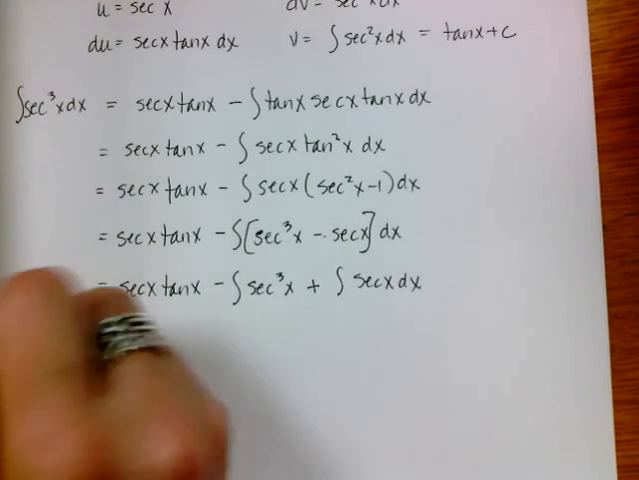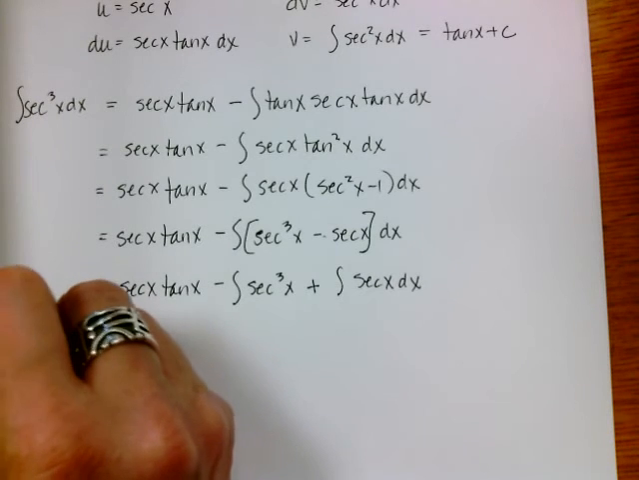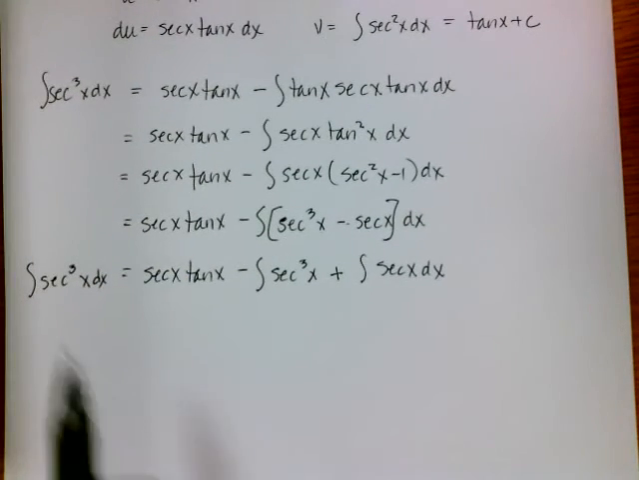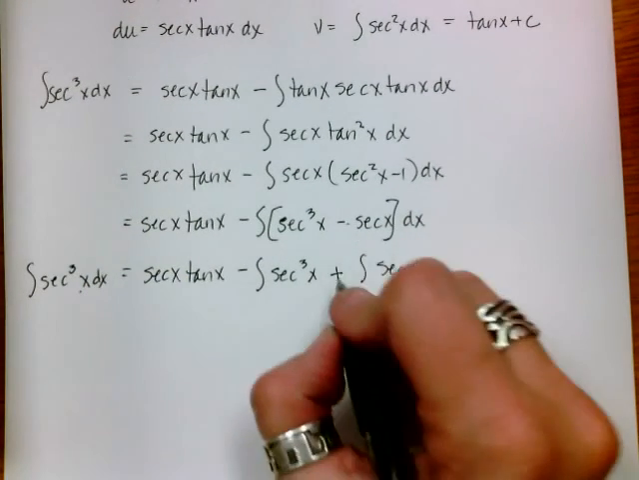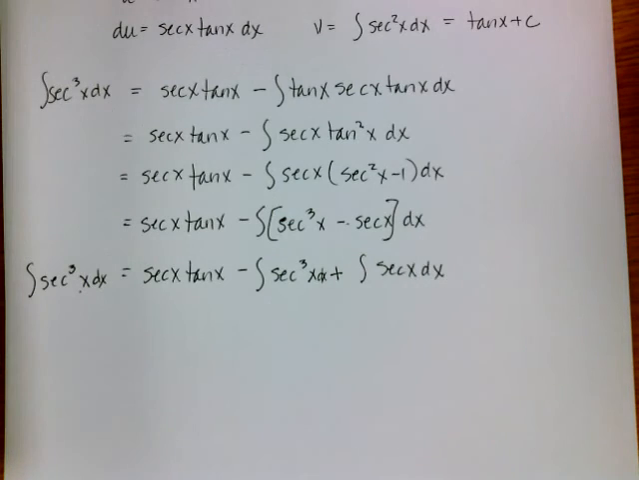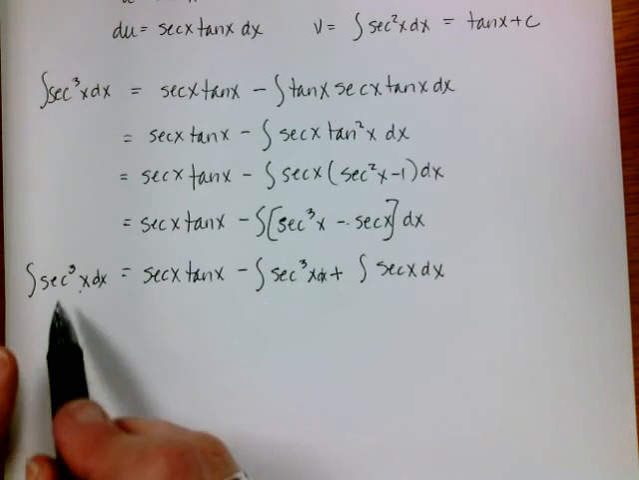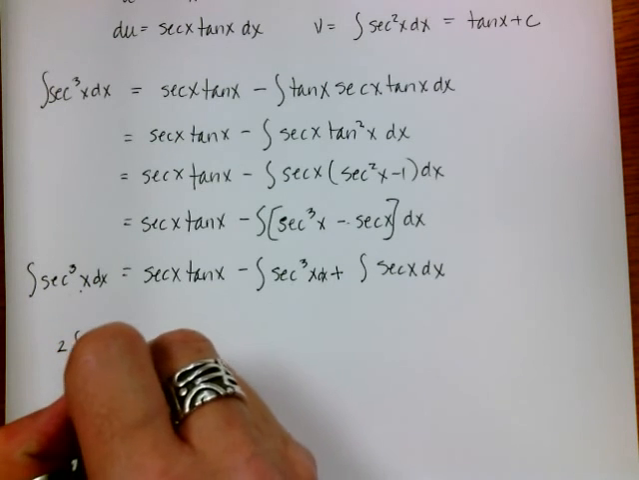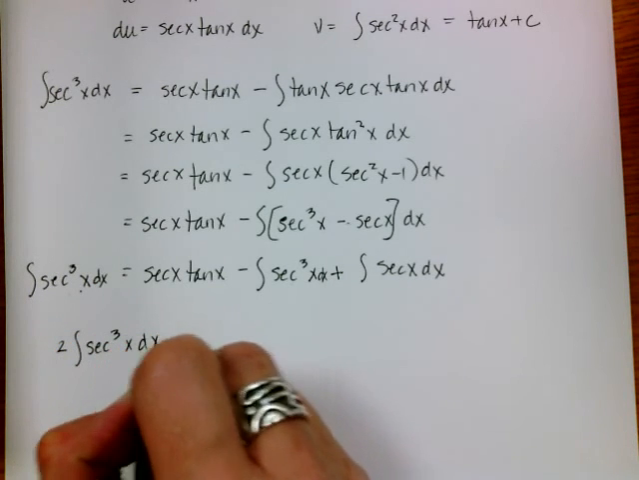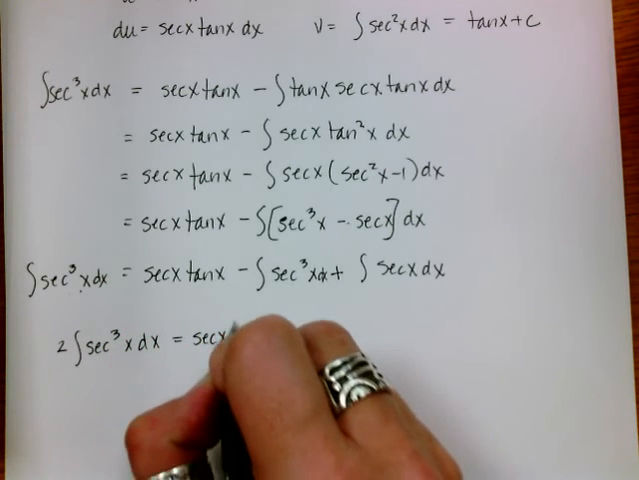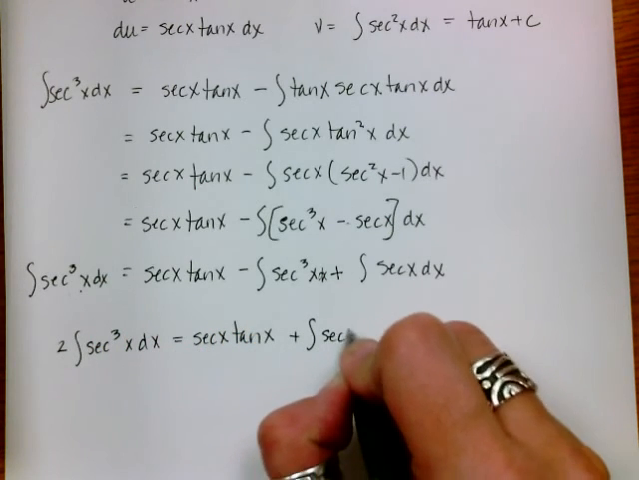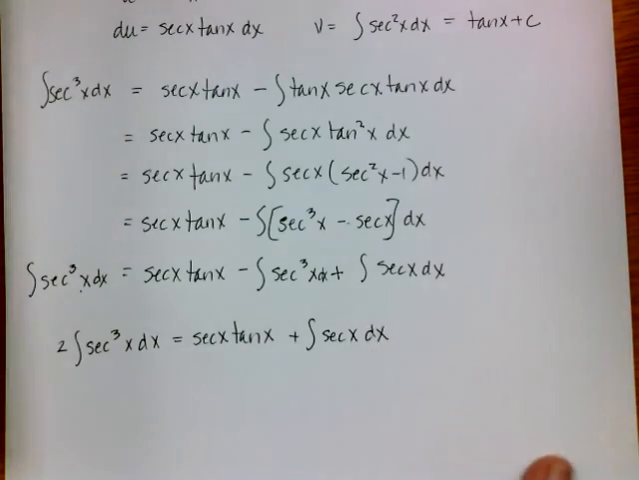All right, so this one, I'm actually going to show you this. This one's kind of cool. Here's secant cubed x dx. Well, I have a secant cubed x dx over here, and I forgot my dx right there. So I'm going to take this guy over here. So I'm going to get 2 secant cubed x dx is equal to the secant of x tangent of x plus the integral of the secant of x dx.